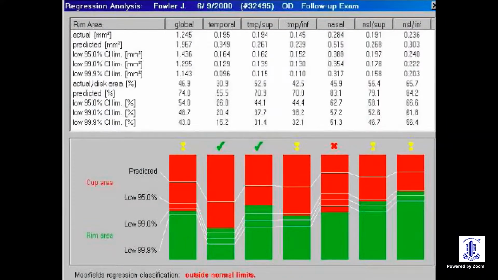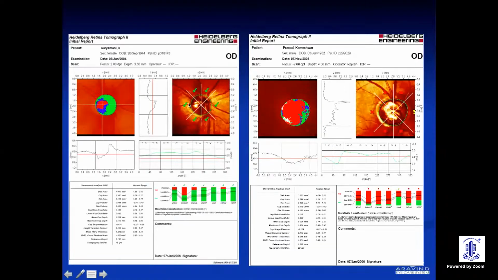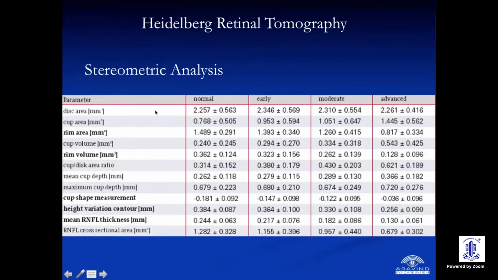So I just wanted to show that if this rim area goes below the 99.9% confidence interval, then you get this outside normal limits flag in the HRT. So this is the HRT printout. This is a normal, and this is the abnormal printout. And there is a lot of stereometric analysis here. And luckily, all these have the normal range also shown against early, moderate, and advanced disease. So the things we look at are the rim area, the rim volume, and the mean RNFL thickness.